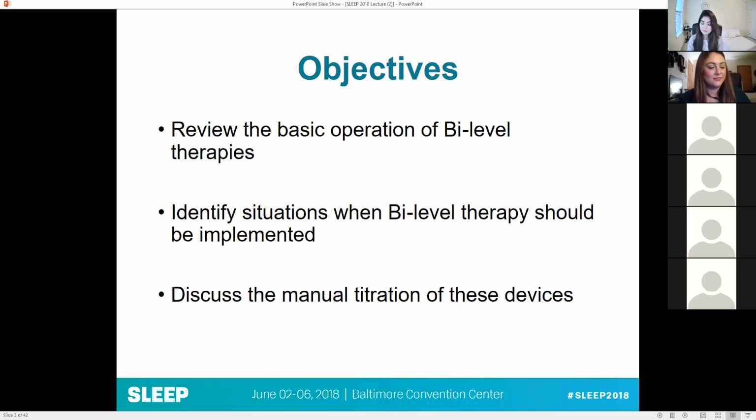So I'm going to review the basic operations of bilevel therapy, identify situations when these therapies should be implemented, and then I thought it'd be useful for non-sleep people to learn how we do these titrations of these different devices. And a lot of times we might even use these outside the treatment of obstructive sleep apnea, whether it's chronic respiratory failure for whatever condition. So certainly useful to know.